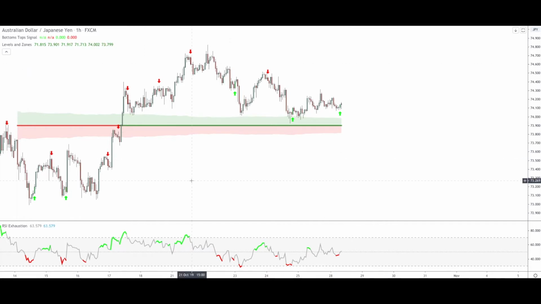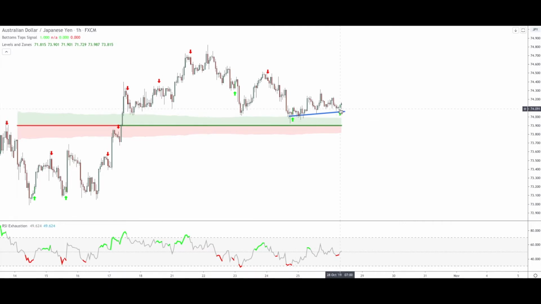So what's going on here with this pair? Well, recently we had a slight uptrend and now we have kind of a small retracement. What I'm expecting is the price to move higher here because as you can see here, we have a very slight upward movement with a bottom here and another bottom here. These two bottoms are the ones that are given by the bottom stop signal.